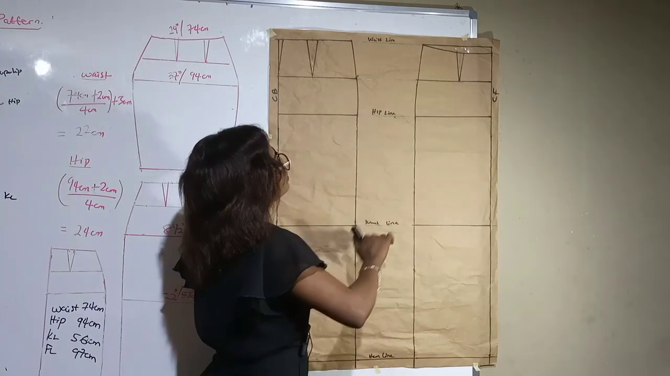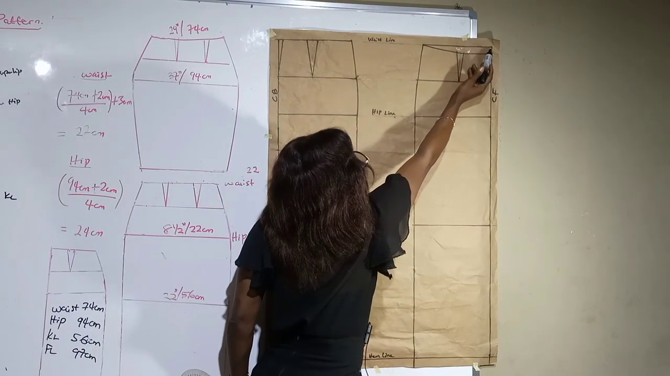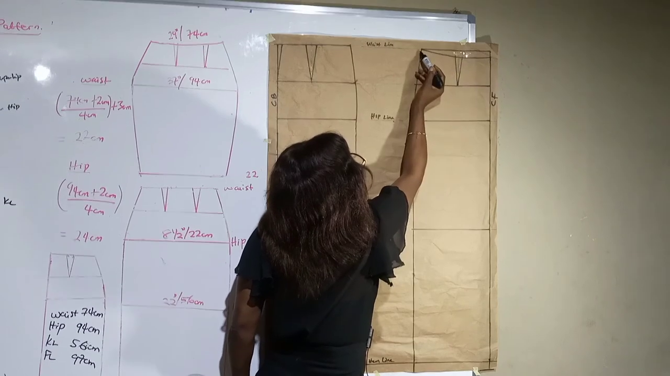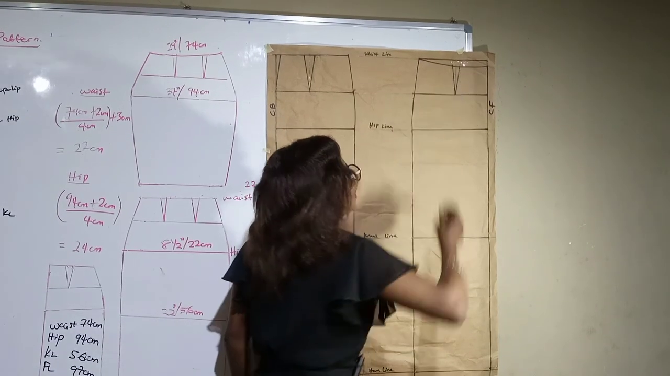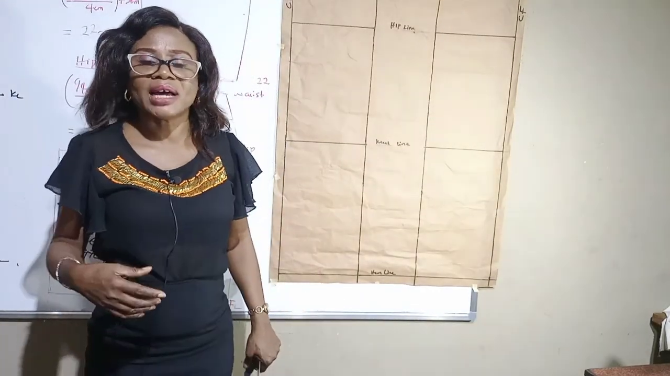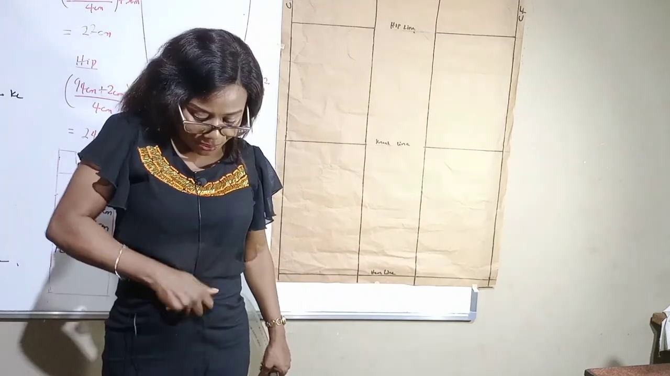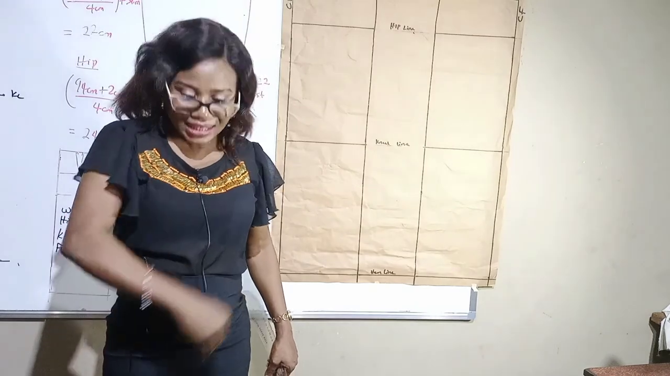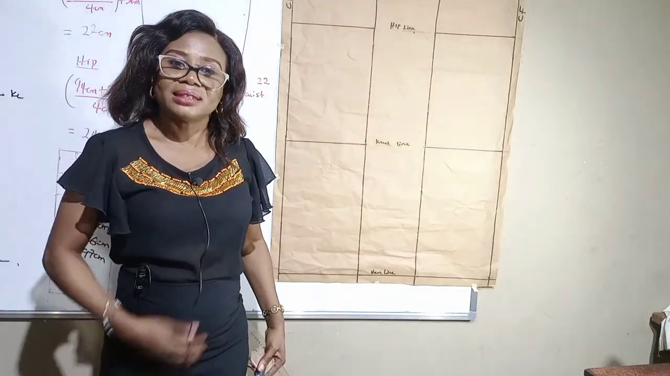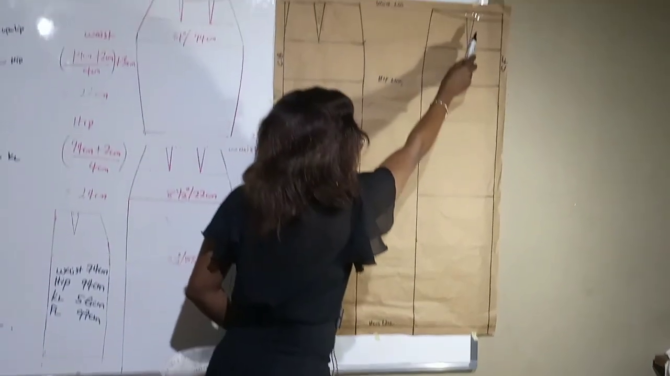Now, from this waist line, I said come down by 2 cm and use your French curve to connect. That helps to shape the front. The essence of that is that when you are done sewing the skirt or when you wear the skirt, it will not be folding, it will not be gaping like this. The shaping helps the skirt to sit smoothly around your waist. So that is the essence of this shaping.